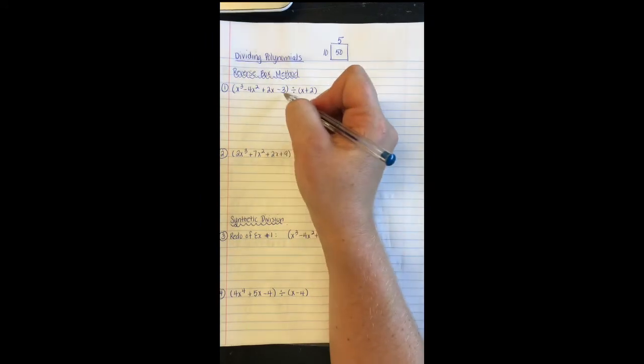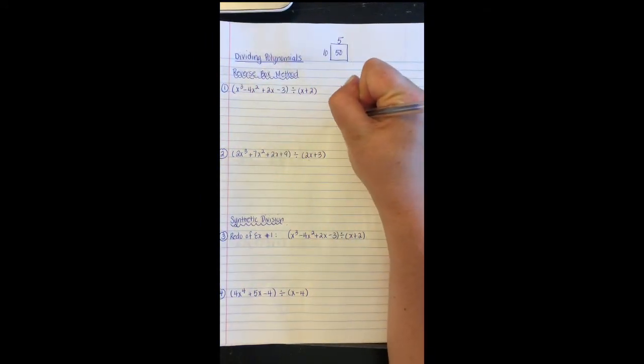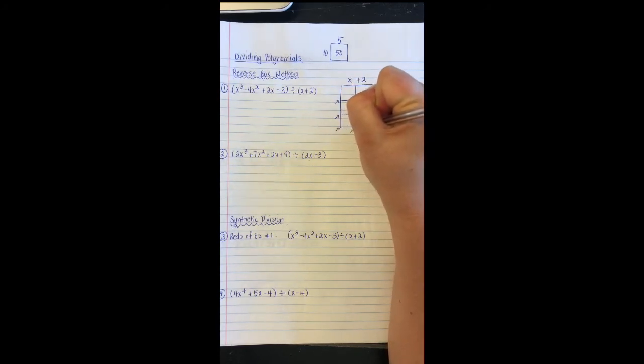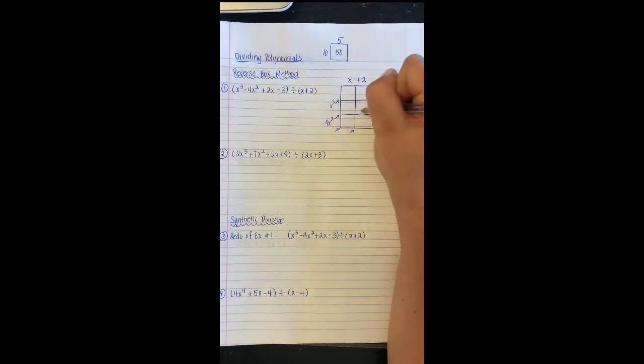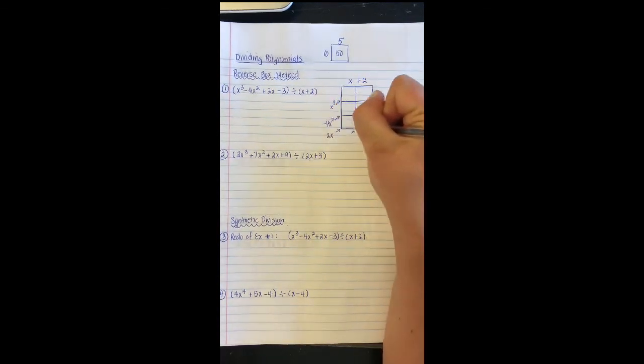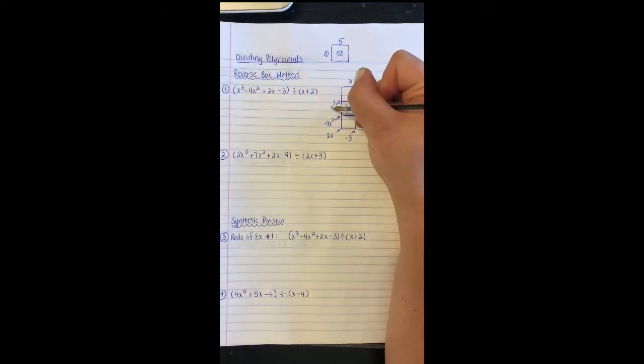So now these terms here are not going to go along the side. These are the sums along each of these diagonals. So this diagonal has to add up to x cubed, this diagonal has to add up to negative 4x squared, this diagonal has to add up to 2x, and this diagonal has to add up to negative 3.